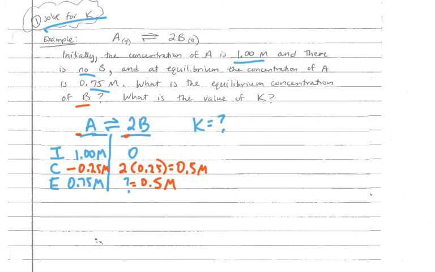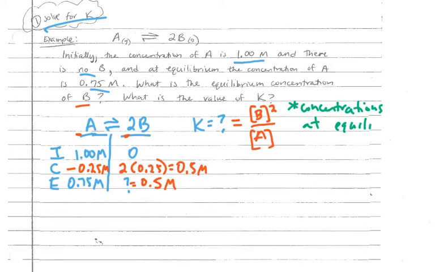Great. Okay, K, we don't know the value of it, but we can write the expression, which is B squared over A. And these are concentrations at equilibrium. This is the equilibrium constant. So the concentrations that we plug in are not going to be the initial concentrations. It's going to be these equilibrium concentrations that we're plugging in here to solve for K.